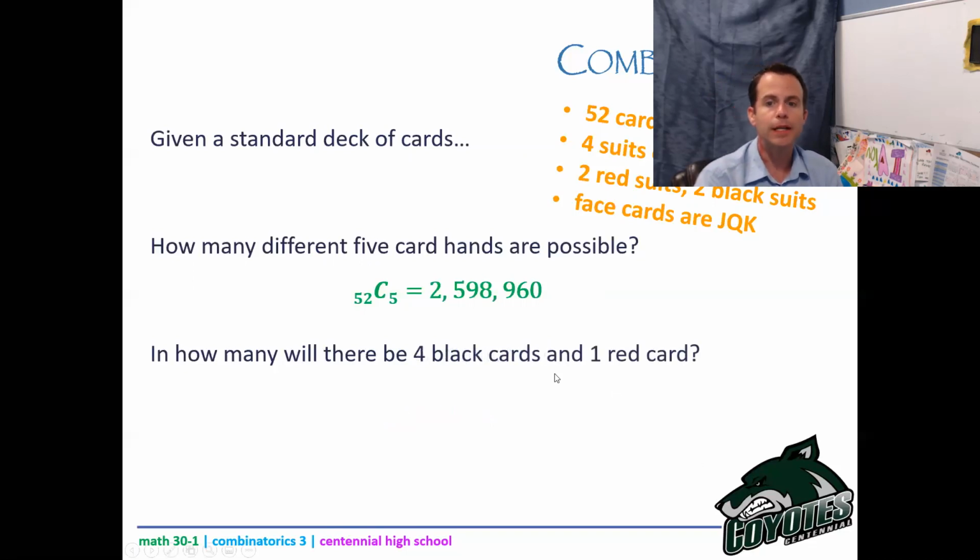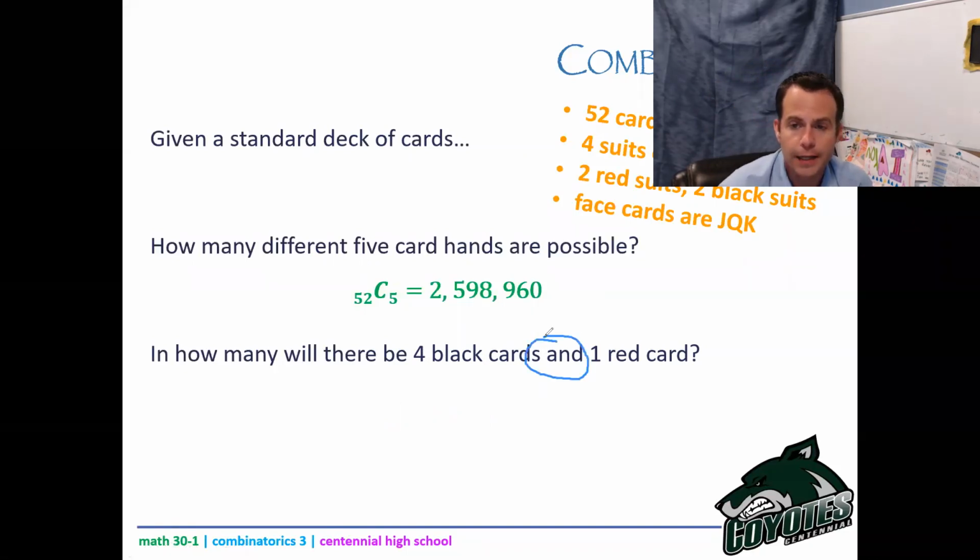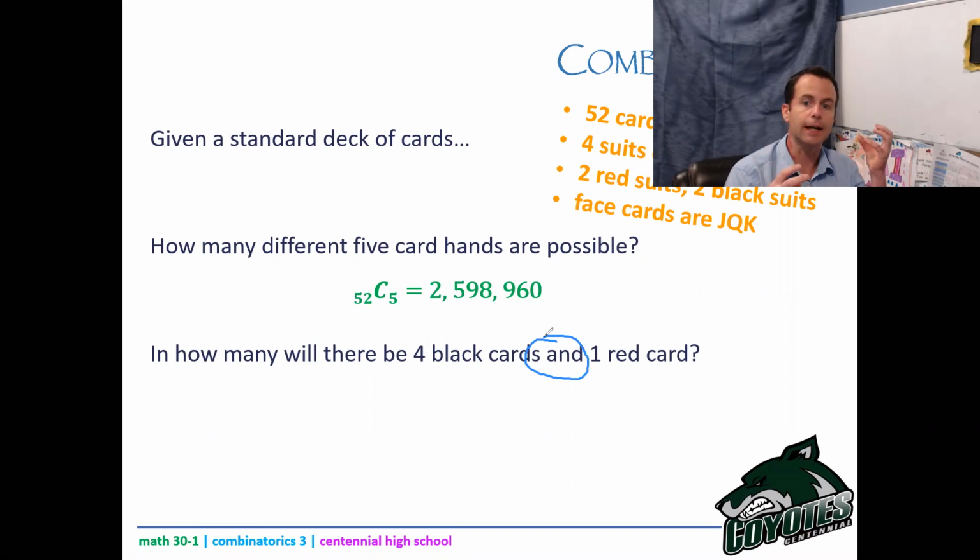Okay, how many will there be 4 black cards and 1 red card? Okay, so again, remember the wording that we've been kind of discussing here. Here you have the word and. When we have the word and, I need to multiply the 2 items together because both have to happen. I need to have 4 black cards and I need to have 1 red card.